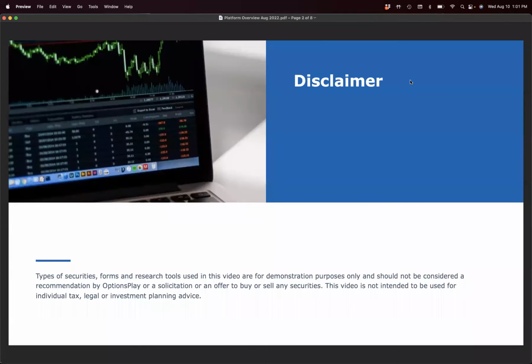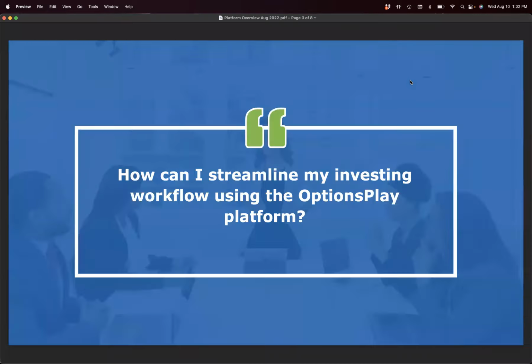Before we do, what we are going to discuss here is purely for education and demonstration purposes. The examples that I'm going to use today are not a solicitation or recommendation to buy or sell any specific securities. But the primary thing that I want you to walk away from today's session with is a clear understanding of how to streamline my investing workflow using the OptionsPlay platform.